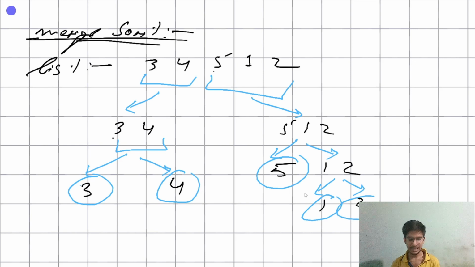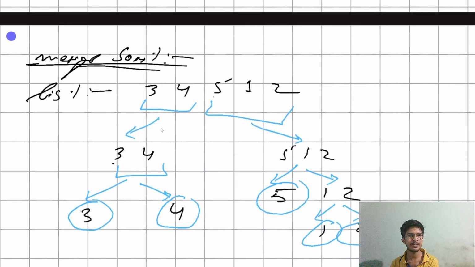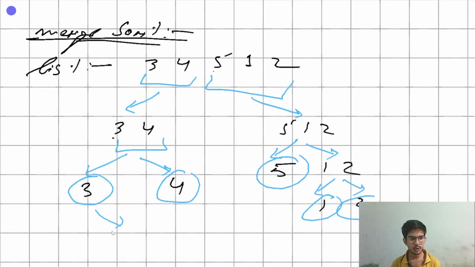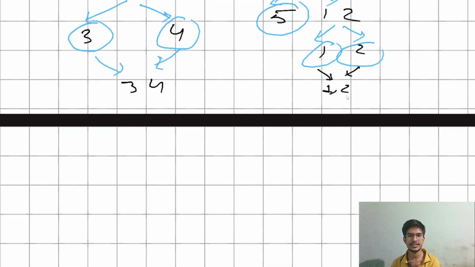Now what happens? Likewise, we use merging. We take two sorted lists and merge them to get a new sorted list. Like in merge sort, we take these two sorted elements, 3 and 4. 3 is sorted by itself, 4 is also sorted by itself. We merge these two and get a new list which is also sorted. Now 1 and 2, we take these two elements, merge them, and get a new sorted list.